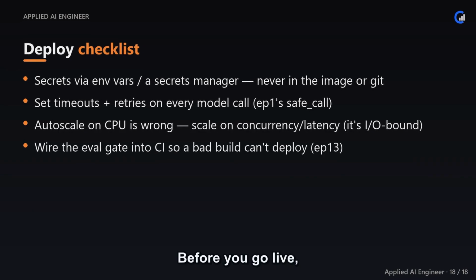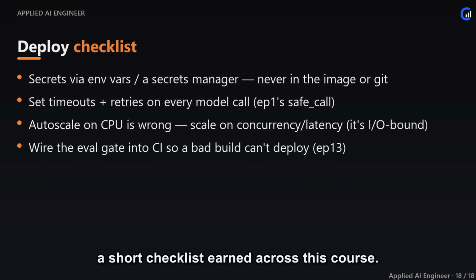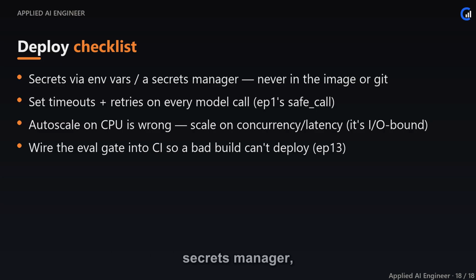Before you go live, a short checklist earned across this course. Keep secrets in environment variables or a secrets manager, never in the image or in Git. Put timeouts and retries on every model call, like the safe call wrapper from episode 1. Remember Atlas is IO-bound, so scale it on concurrency and latency, not CPU. And wire the evaluation gate from episode 13 into your deploy pipeline, so a change that regresses quality is blocked before it ever reaches a user. Shipping is a discipline, not a button.